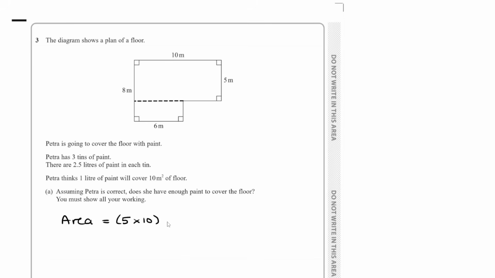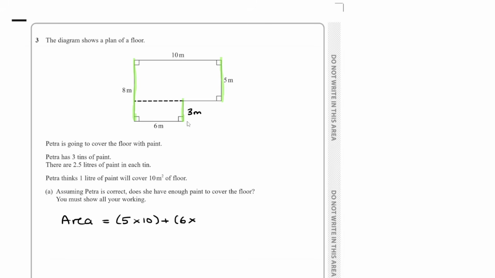And then for the bottom shape, I would have to add that. I can see that I've got 6 as one of the sides, but I'm missing another side, so you'd have to work that out. I'm missing the vertical side, aren't I? But they have told me that this whole side here is 8, and this part is 5. So the missing bit must add up to 8 again, mustn't it? So that would be 3.